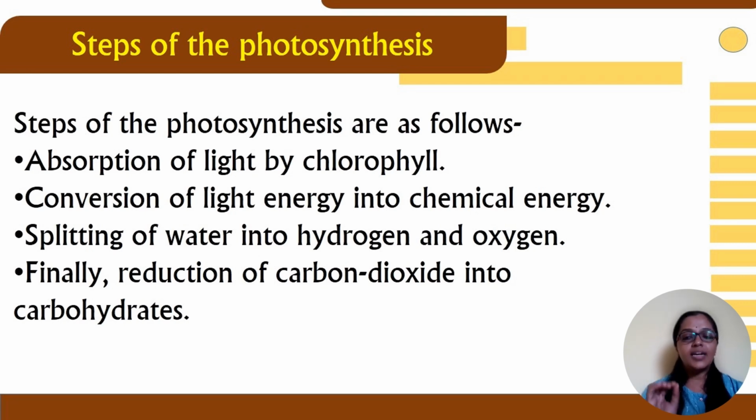Now, the next question which is importantly asked is, what are the steps involved in photosynthesis, or what are the events of photosynthesis? There are 3 events given in NCERT. I have split it into 4 here. You can remember it as absorption of light by chlorophyll, conversion of light into chemical energy, splitting of water molecule into hydrogen and oxygen, and finally reduction of carbon dioxide into carbohydrate. You can remember it as ACSR. A for absorption, C for conversion, R for reduction.